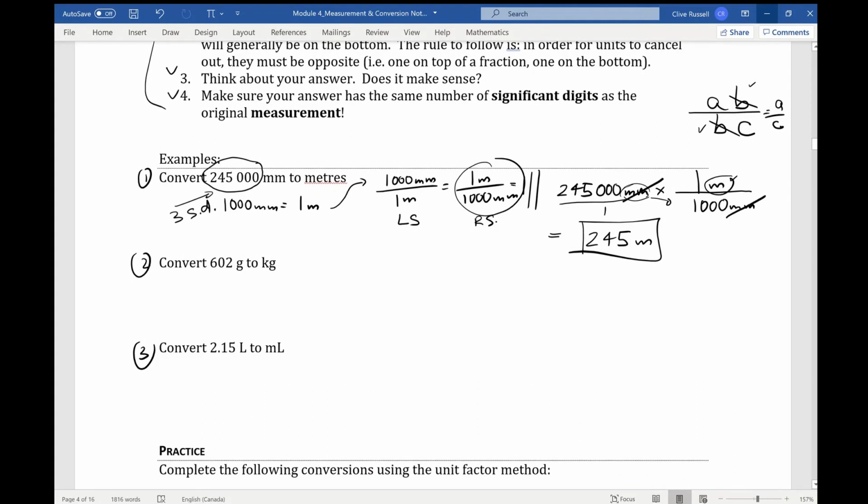Let's look at another example here. We have 602 grams to kilograms. So again, we know that 1,000 grams equals 1 kilogram. And again, you could get 2 unit factors: 1,000 grams over 1 kilogram is the same as 1 kilogram over 1,000 grams.